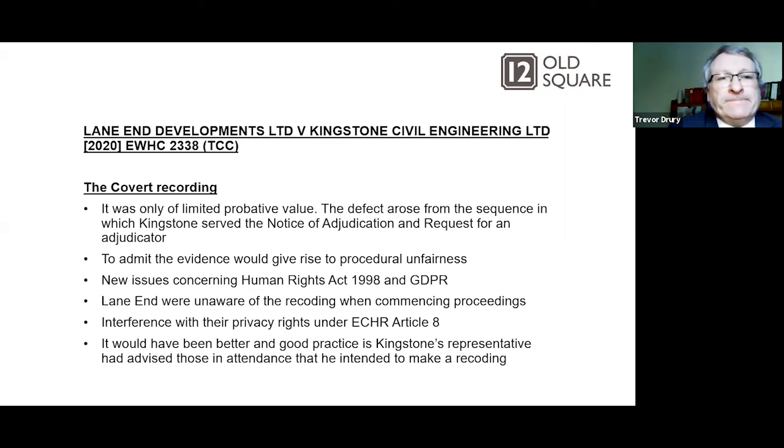Counsel for Lane End brought in all these other issues concerning the Human Rights Act, GDPR, that they were unaware of these recordings. It was interference with their privacy rights under Article 8 of the ECHR. And as the judge had said, it would have been better and good practice if Kingston's representative had advised those in attendance that he intended to make a recording. It makes common sense, really, doesn't it? But there you go.